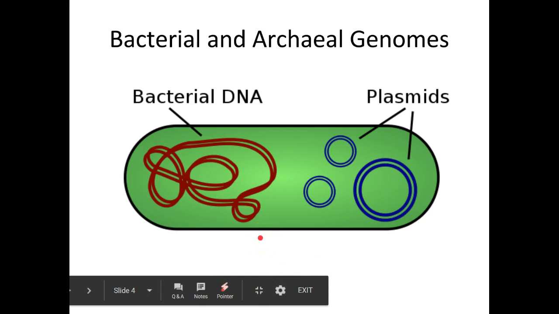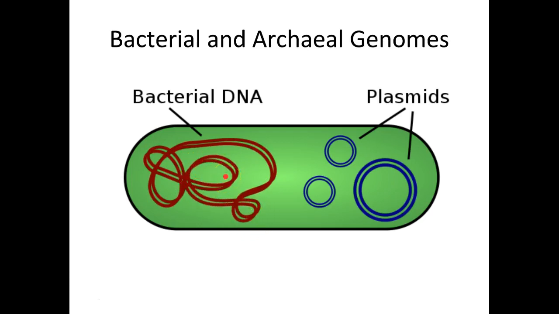All right, so bacterial and archaeal genomes. Here's a cartoon depicting a typical prokaryotic cell, and we just talked about the fact that each cell of a prokaryote will have one circular chromosome, and it will be anchored at an area called the nucleoid.